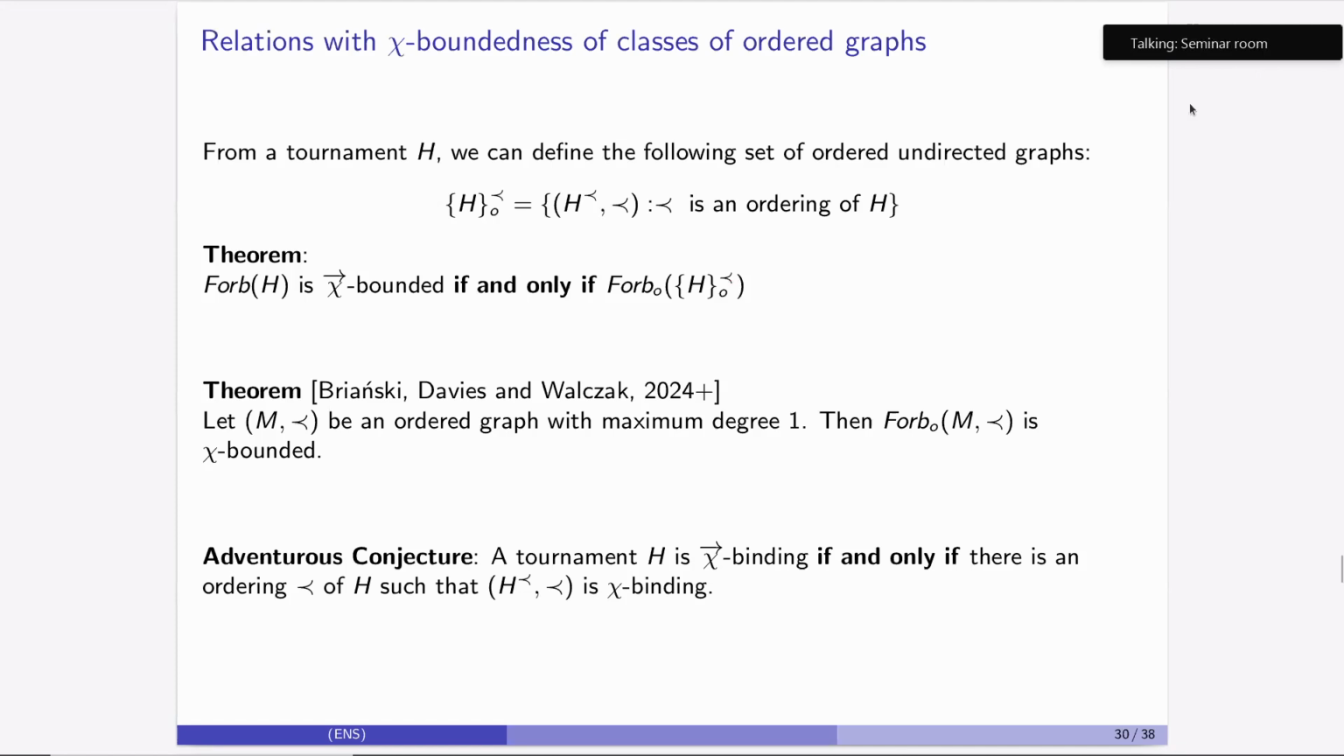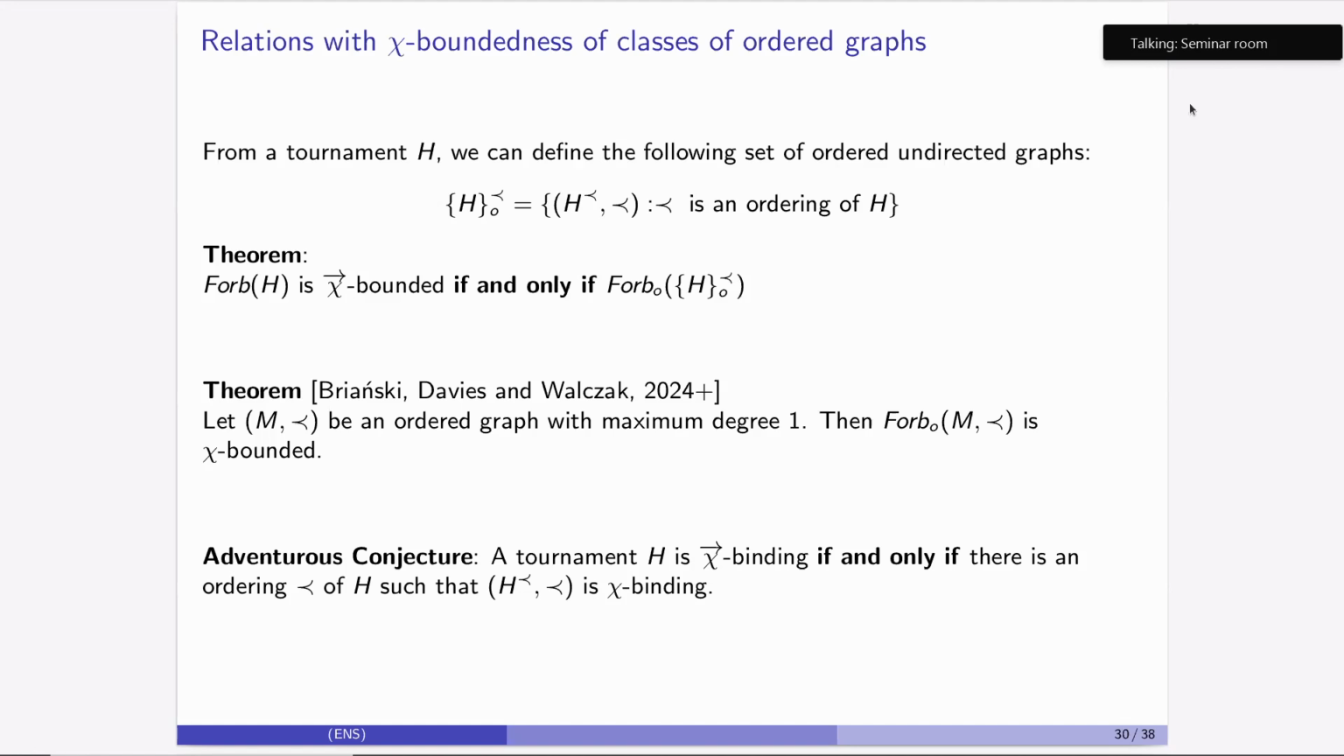And yes, this is an adventurous conjecture that maybe the only chi-binding tournaments come exactly from the ordered graphs that are chi-binding. This will mean that H is chi-binding if and only if there exists an ordering of H such that this ordered graph is chi-binding in the world of ordered graphs. Well, I have no idea if it is true or not, honestly.